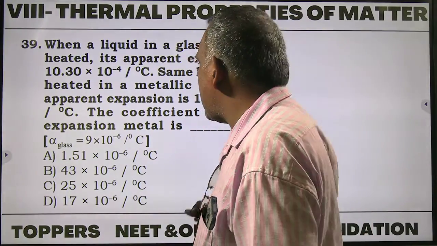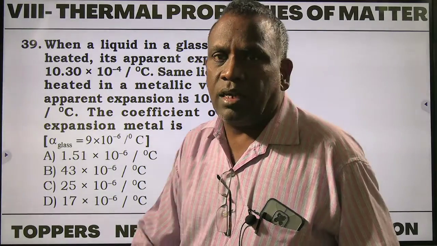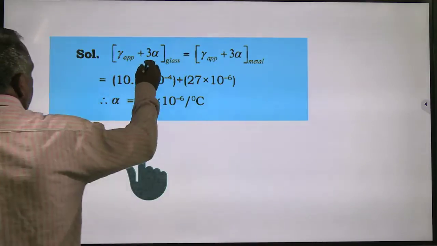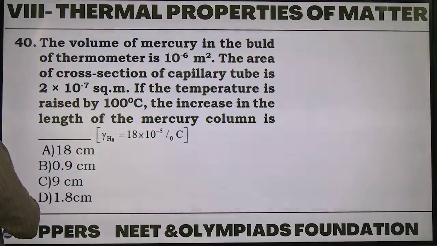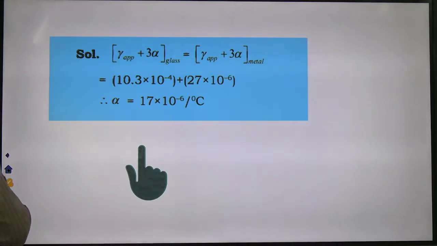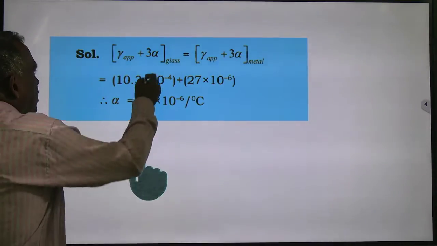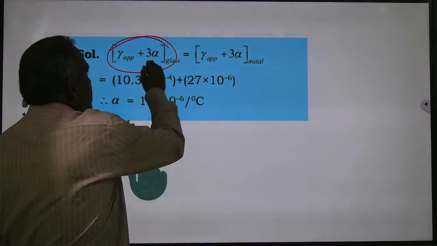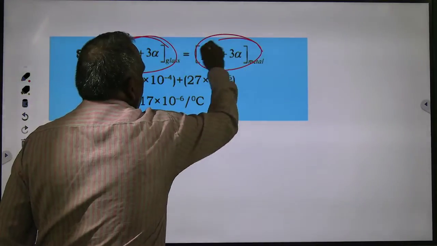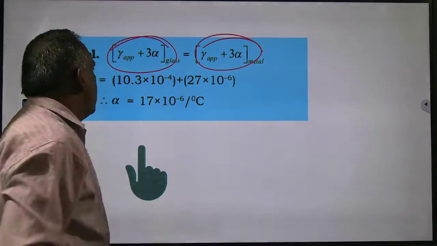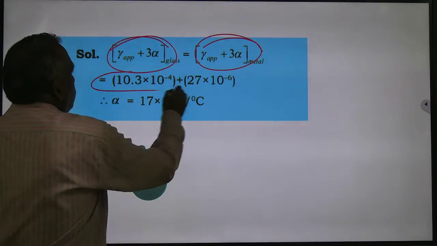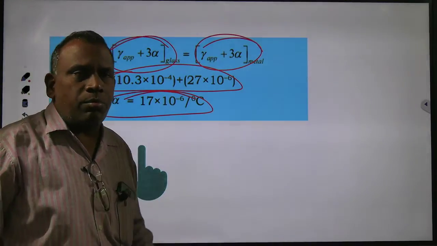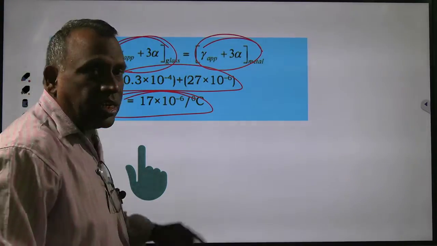So what will be the coefficient of linear expansion of the metal? Here also, a similar model problem. If you observe, the apparent expansion plus 3 times the linear expansion gives gamma. So gamma of apparent expansion plus 3 alpha of the glass equals gamma of apparent expansion plus 3 alpha of the metal. Substitute the values and solve the question. Then we are going to get 17 into 10 power minus 6 per degree centigrade.